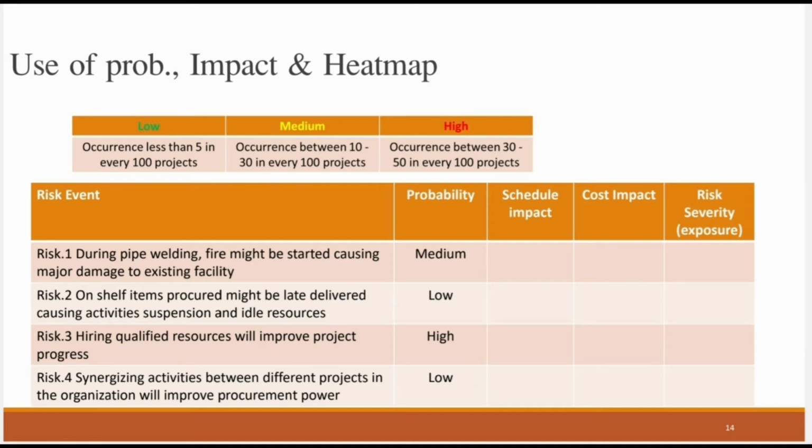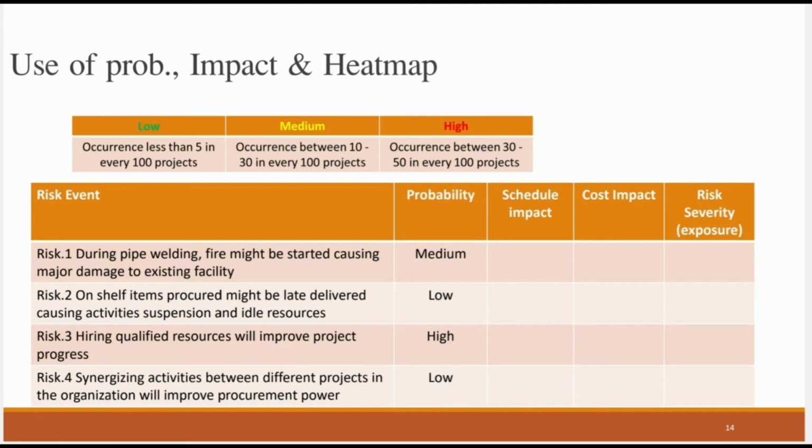We will say that during pipe welding, fire might be started causing major damages to the existing facility. Risk number 2, on-shelf items procured might be delivered late, causing activity suspension and idle resources. Risk number 3, hiring qualified resources will improve the project progress. Risk number 4, synergizing activities between different projects in the organization will improve the procurement power of our organization.